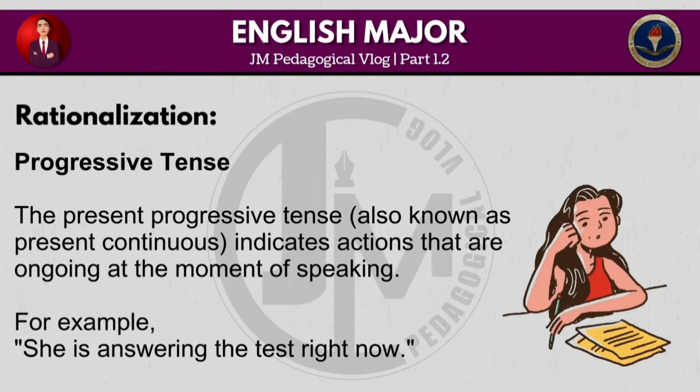The present progressive tense, also known as present continuous, indicates actions that are ongoing at the moment of speaking. For example, "She is answering the test right now."